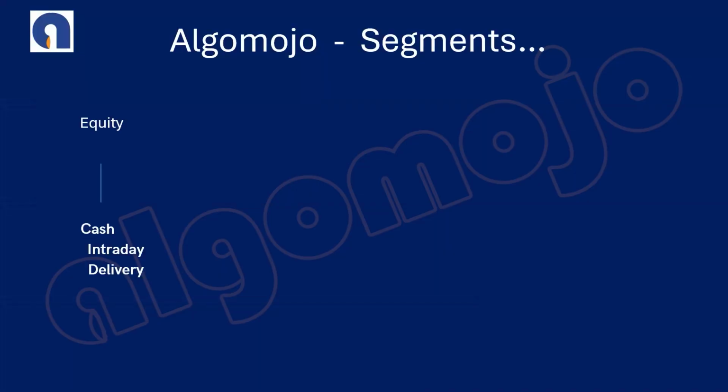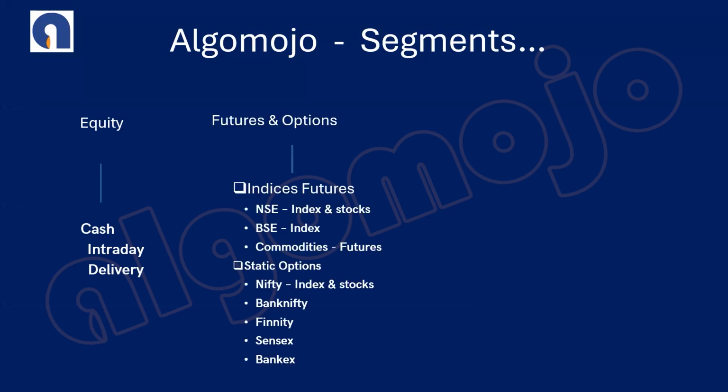You can trade in equity. It could be in cash markets for intraday or delivery purposes. You can trade in futures and options. Until very recently, futures were available for trading in indices, stocks and the commodities segment. However, we have recently launched options trading also for stocks and commodities. So it is available for all users who would like to trade in options for stocks and commodities also.